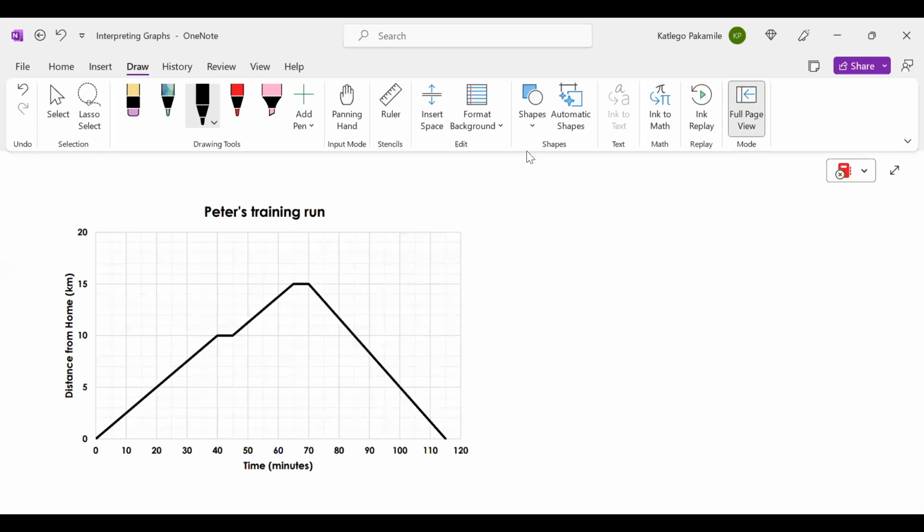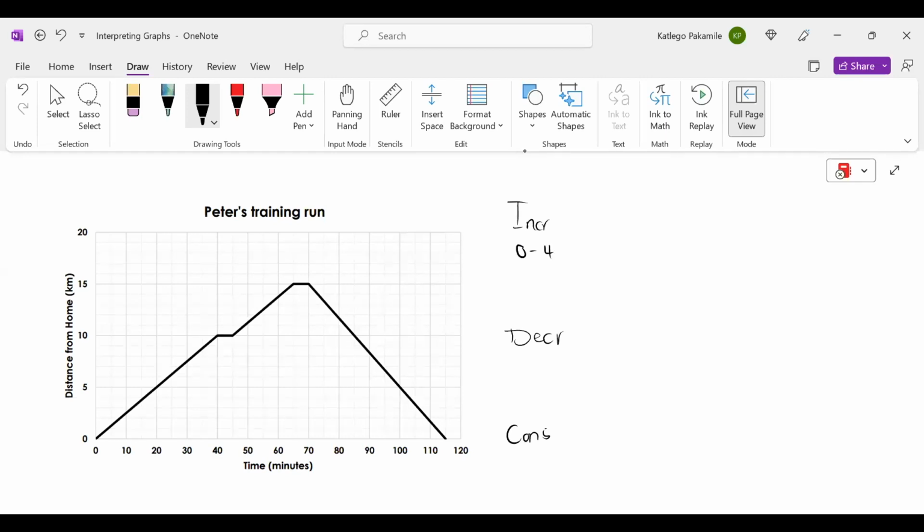So, ma'am, from 0 minutes till 20 minutes, it increased and stood at 5. Then from the distance 5 to 10, it increased by another 5 kilometers, and the time was 40 minutes. So from 0 to 40 minutes, is it increasing, decreasing, or constant? Increasing.